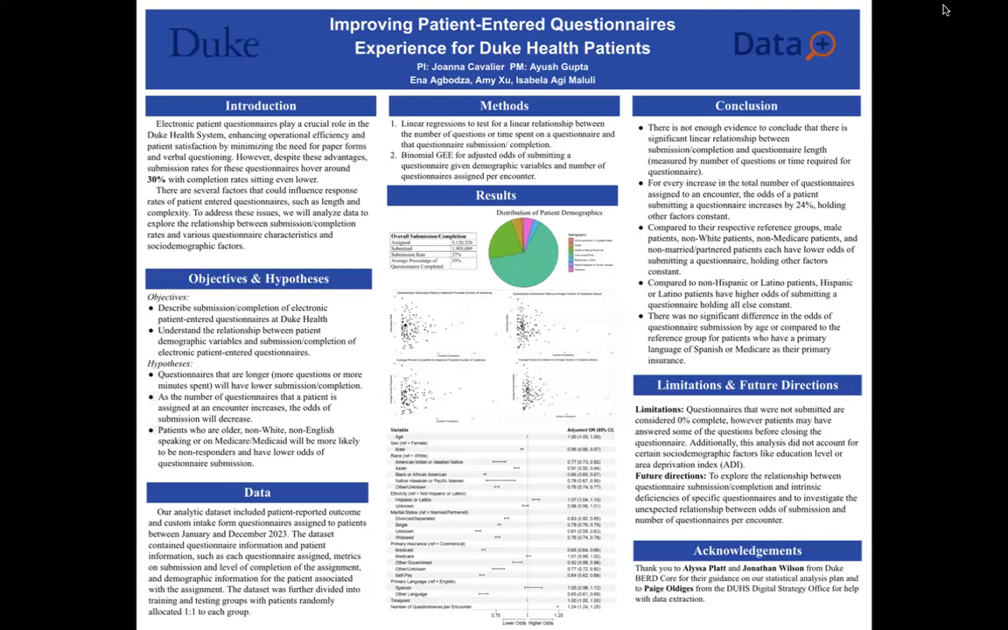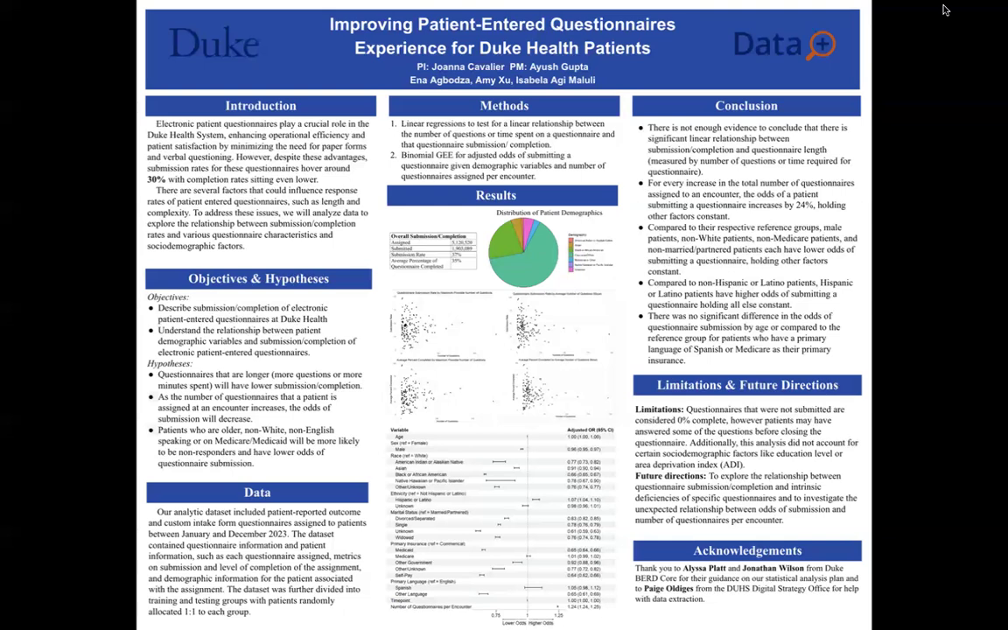So we have two main objectives. Number one, we want to look at which questionnaires have the highest and lowest submission completion rates. Under the first objective, we'll also be looking at their association with questionnaire length and number of questionnaires assigned per encounter. For the second objective, we'll be seeing what the association is between factors like gender, race, ethnicity, primary language, and the likelihood of the questionnaire being submitted or completed. We also have a few hypotheses corresponding to our project objectives as shown in the poster.